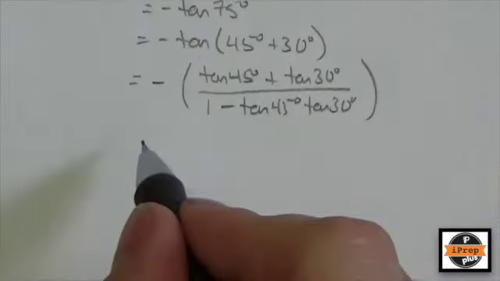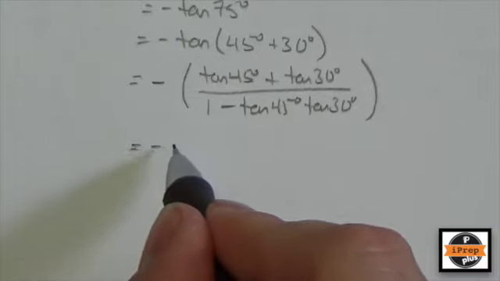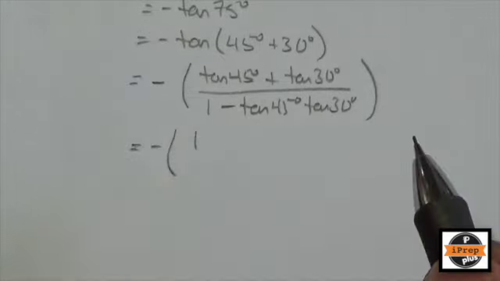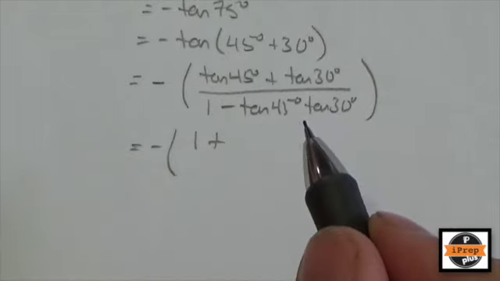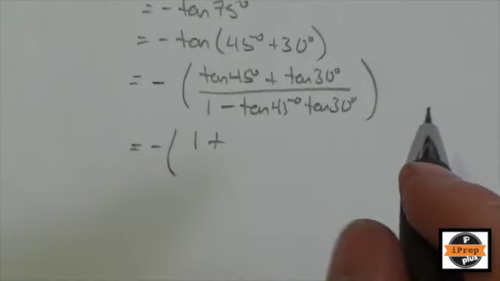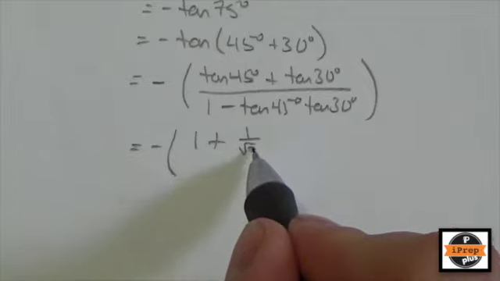Okay. Now we're at a point where we can plug in those values. Well, tangent of 45 is 1, and that's wonderful. But the tangent of 30 isn't quite so pretty. It's going to be 1 over root 3.